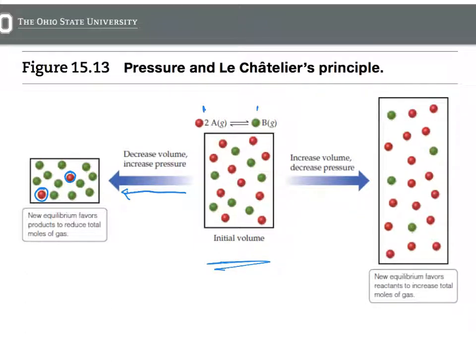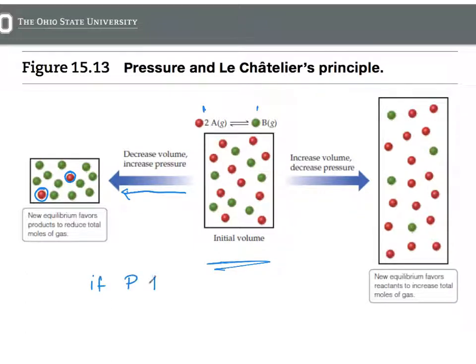So then equilibrium is established. This is an equilibrium mixture. And so what's happening is that the side of the reaction with the fewer moles of gas is favored at higher pressure. So we can write this out a little bit.